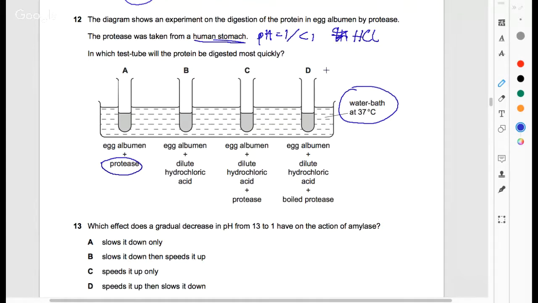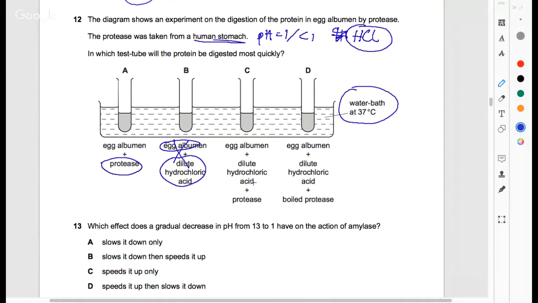It's actually pumped out of the lining of the stomach. It could be really dangerous if that hydrochloric acid gets in the wrong place, but it's really good at digesting bacteria and stopping you getting infected. So this is going to work all right, but not brilliant. Egg albumin plus dilute hydrochloric acid. The dilute hydrochloric acid doesn't do very much to digest albumin, so that's not going to be great. That's probably going to be worse than this one.